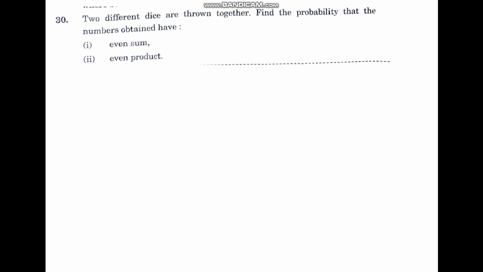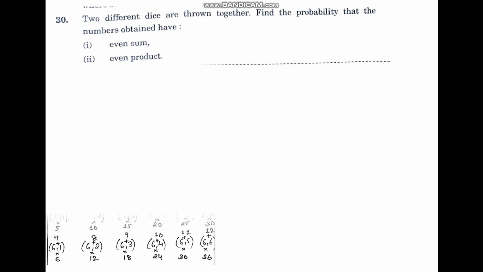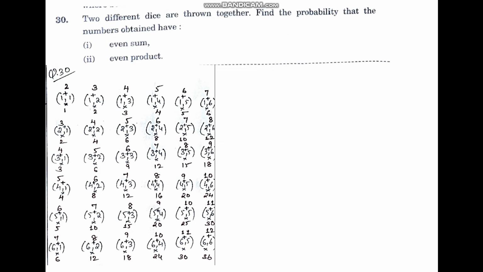Next is question number 30. Two different dice are thrown together. Find the probability that the number obtained is an even sum and an even product. So what all possibilities can we have? (1,1), (1,2), (1,3), (1,4), (1,5), (1,6). And you can see all the possibilities I have written over here.